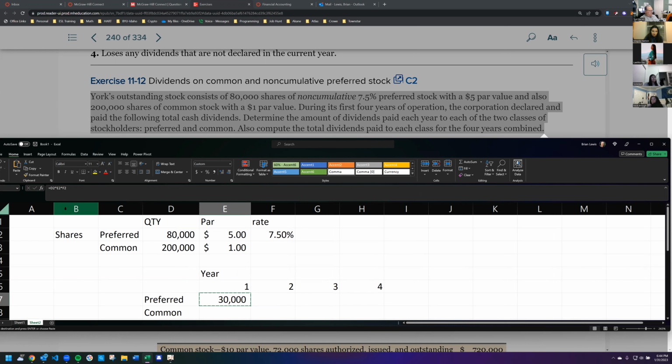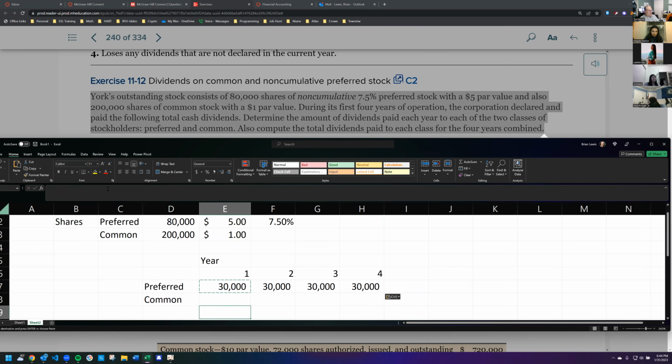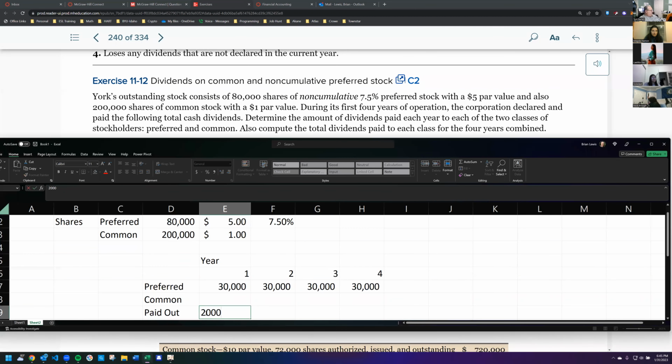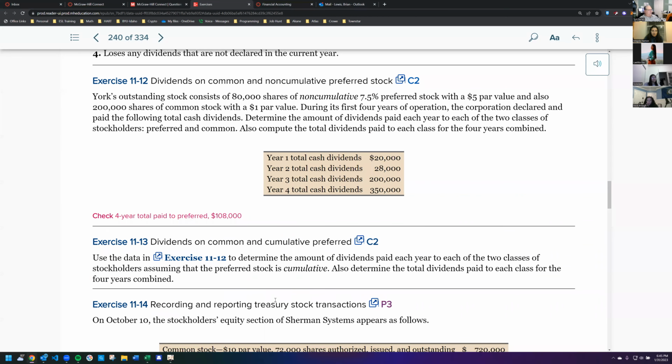Actually, let me fix these values so they don't move on me. Okay, so this is what is due each year. Now what they paid out is, let's go over here, 20,000, 28,000, 200,000, and 350.